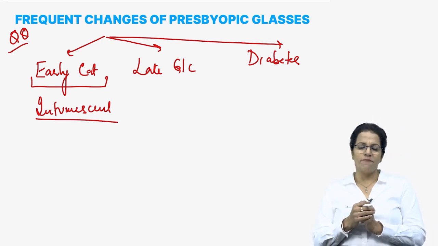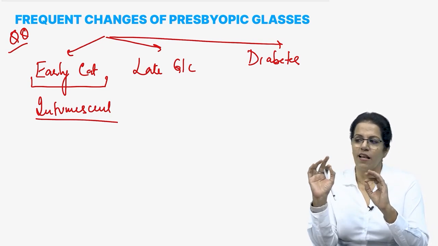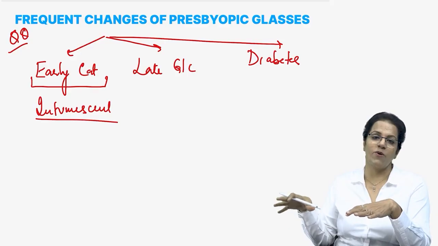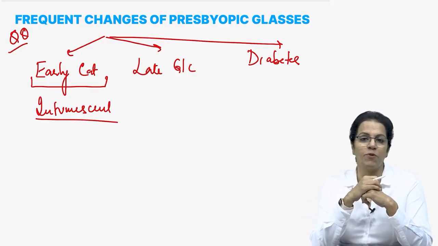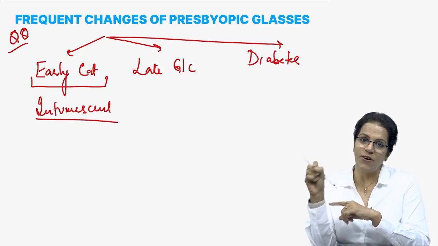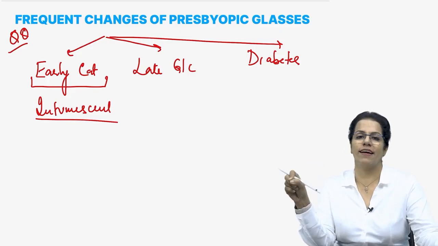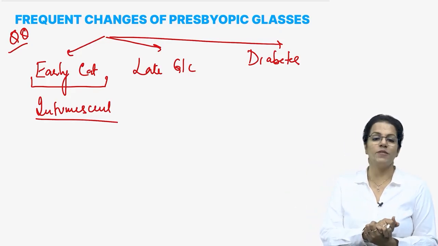Because there was a question. Frequent change of presbyopic glasses is an early feature of, and all these causes were given which are correct causes. So what was the catch point there? Early feature of... it is your cataract. Early cataract, that is intumescent cataract.